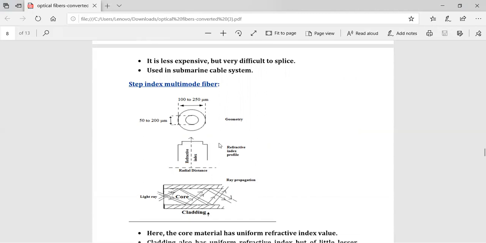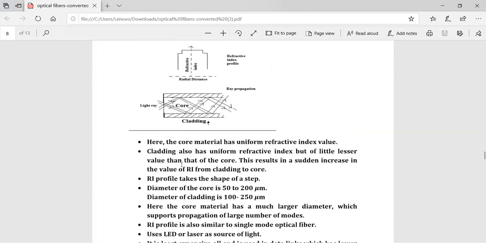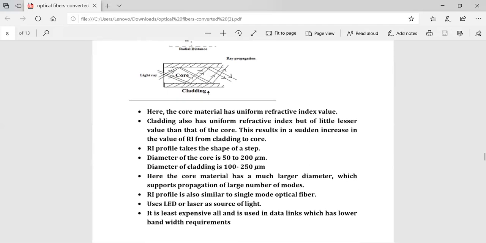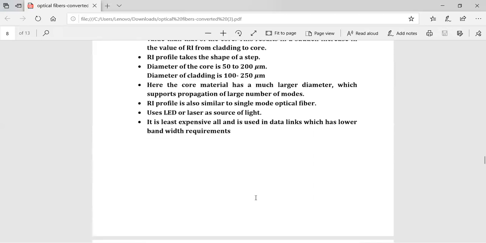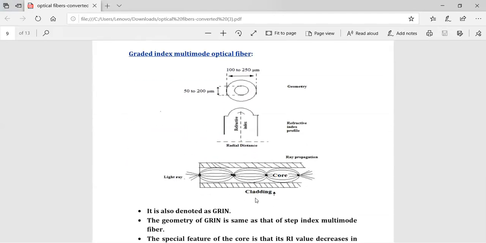That's all the difference. If you come to ray propagation, here they use either LED or the laser as a source of light, and it is the least expensive of all the fibers, and it finds application in data links which have lower bandwidth requirements. Means in the case of computer connections or in the case of short distance communication systems, they use this type of optical fiber. Now, the third one is graded index multimode fiber.